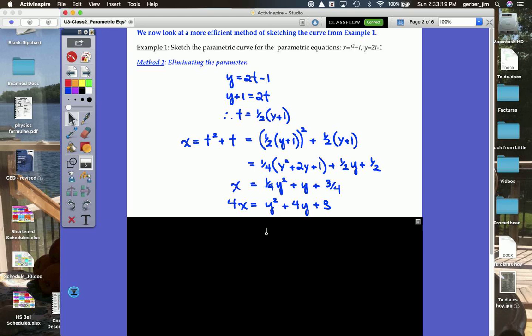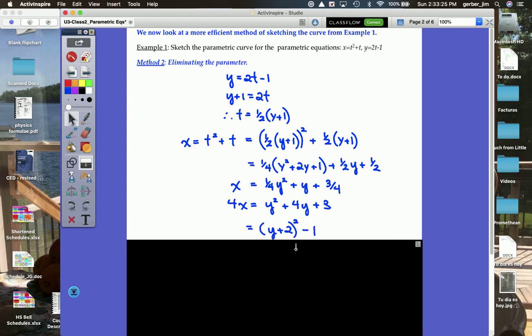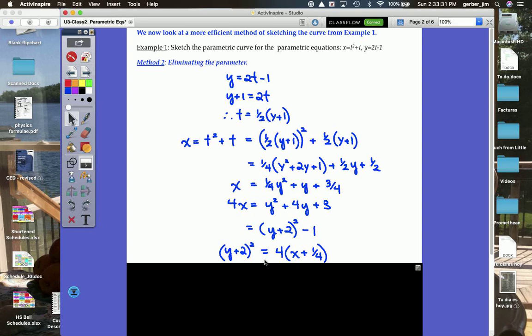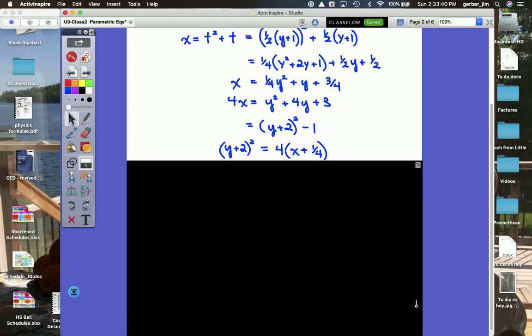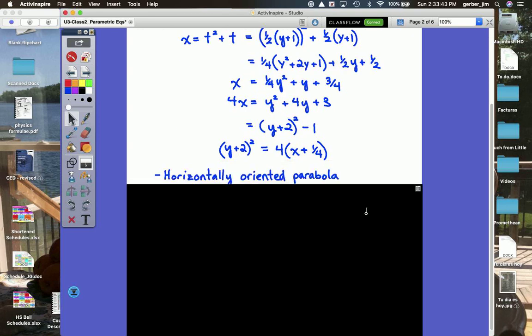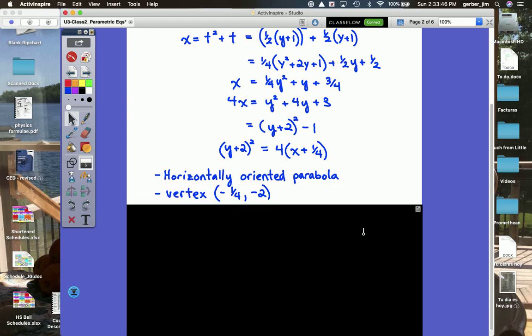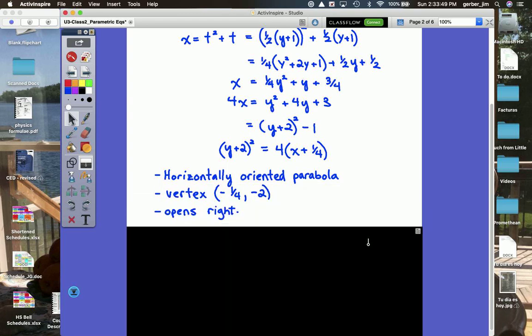So we could rewrite this in vertex form by completing the square on the y squared plus 4y. So this becomes y plus 2 squared minus 1. We bring the 1 over and we simplify this down, and we're left with y plus 2 squared equals 4 times x plus 1/4. And we recognize that as the standard equation of a horizontally oriented parabola with a vertex at -1/4, -2 and opening to the right. And we can graph that, and if we graph that, we're going to see the exact same equation that we had in the previous example, but we didn't have to rely on guessing which points were important and plotting tables of values, which can get really tedious.